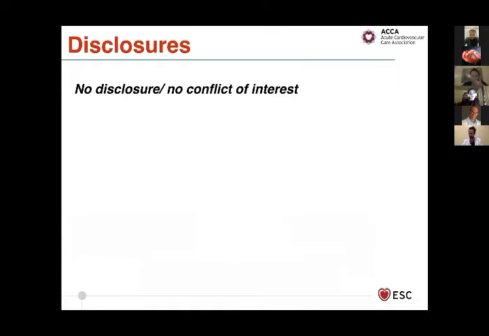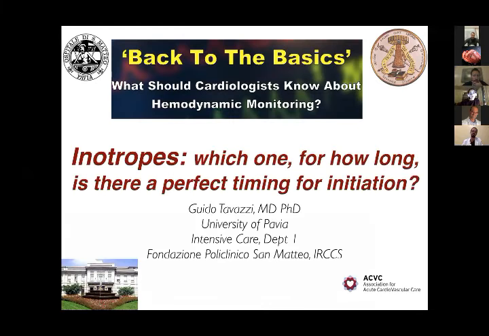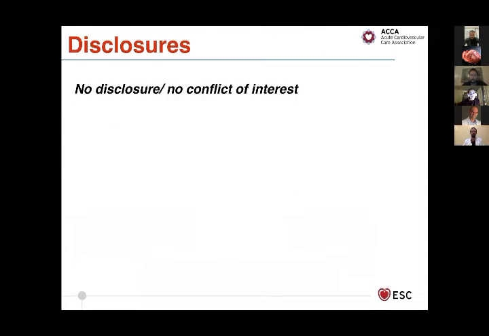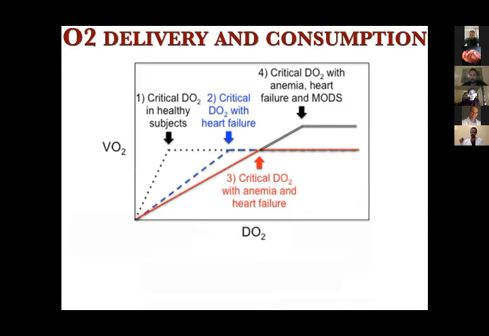In the next few slides, we're going to talk about the inotropes, following the continuity starting from fluids to vasopressor resuscitation, getting to the inotropes with the same pathway. No disclosures. So just one slide to target what we are aiming for in the treatment of patients with cardiogenic shock, which is to try to counteract the imbalance of the DO2-VO2 mismatch.